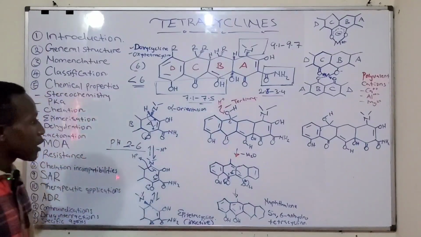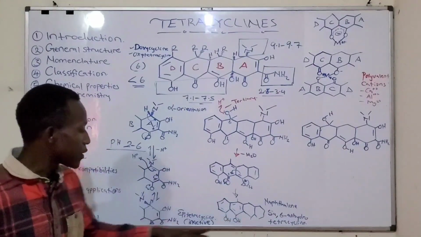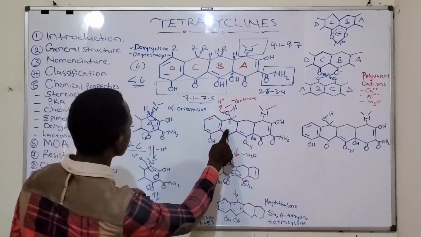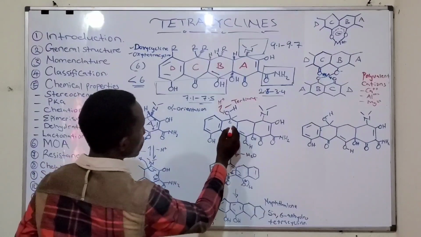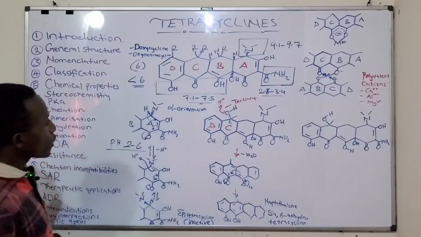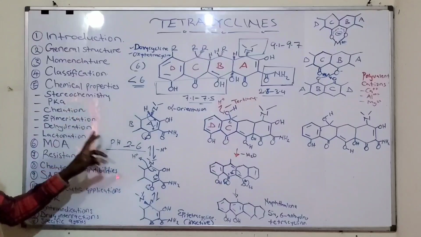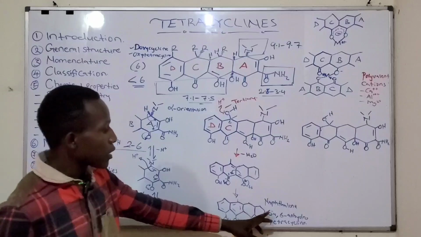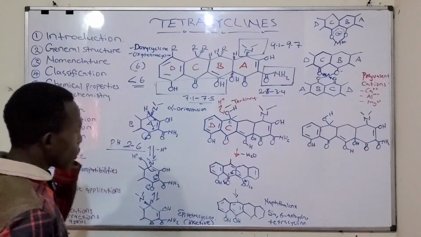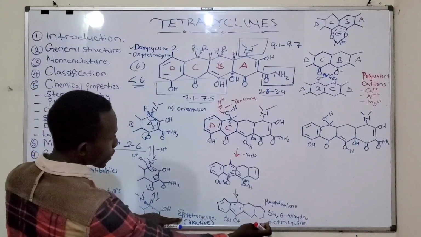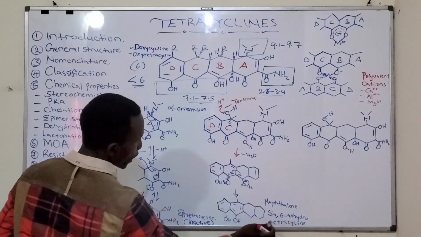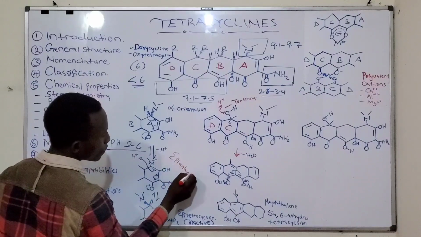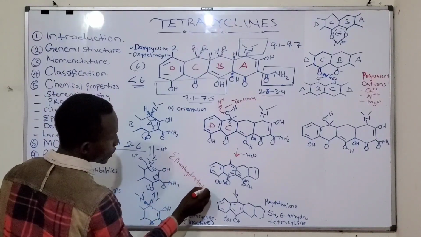Now, if it happens that this process and this one happen on the same drug, this is ring C, this is D, and this is ring A. So if ring A undergoes the epimerization, and also ring C undergoes the desaturation, right? So we shall form epi-anhydrotetracycline. This is epitetracycline, this is anhydrotetracycline. So the product will be epi-anhydrotetracycline.